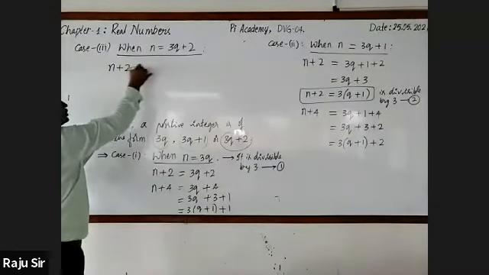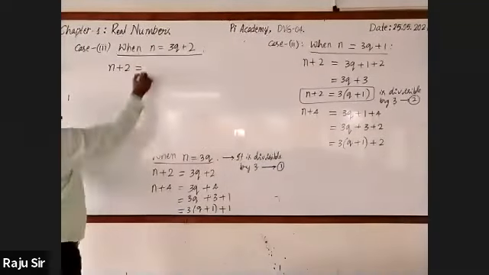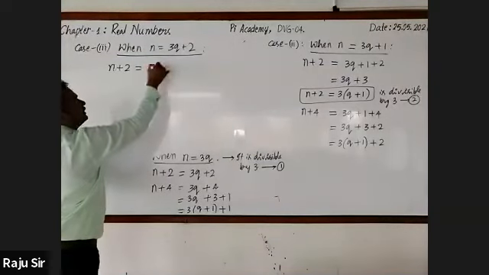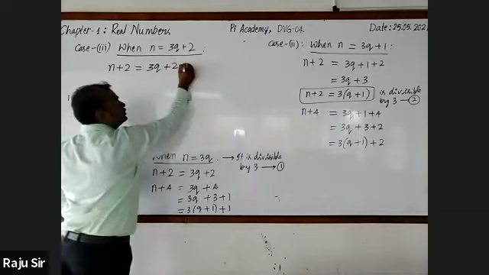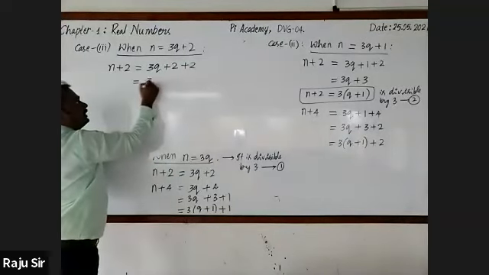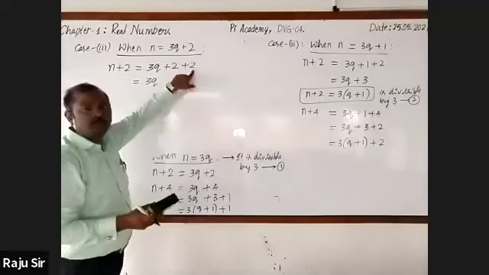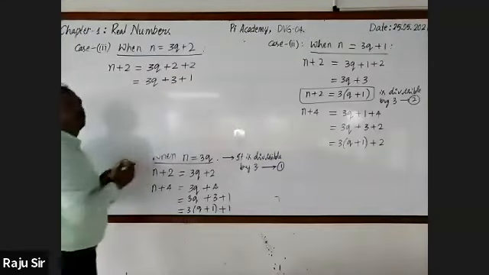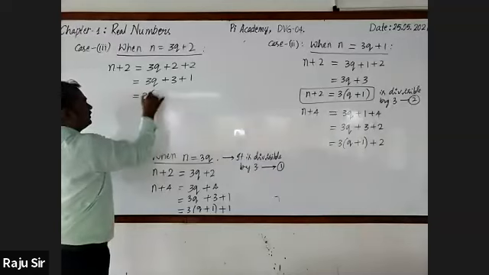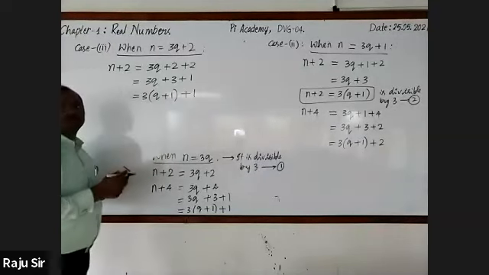Next, n plus 2. Here n is 3q plus 2, plus 2 as it is. Then 3q plus 2 plus 2 is 3q plus 4. How do you write 4? 3 plus 1. Very good. Now take 3 as a common factor. You will get 3 into q plus 1, plus 1.